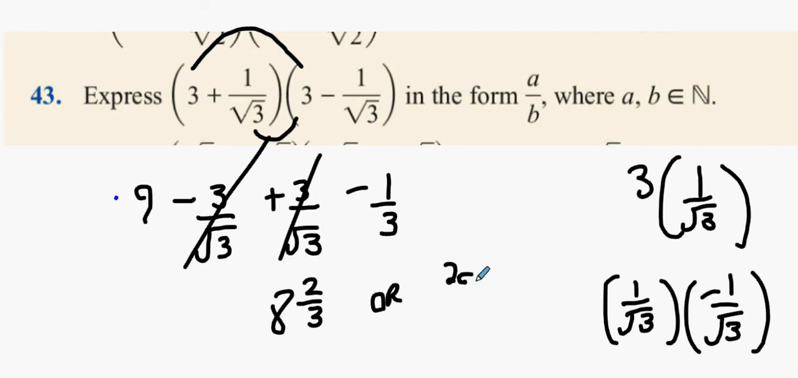Okay guys, it wanted 26 over 3 though, didn't it? Because A is 26 and B is 3. What does A, B element of N mean? Part of natural numbers. It means they have to be regular numbers. They're not allowed to be negatives and they're not allowed to be decimals. 26 is a natural number, 3 is a natural number. Right, let's move on.